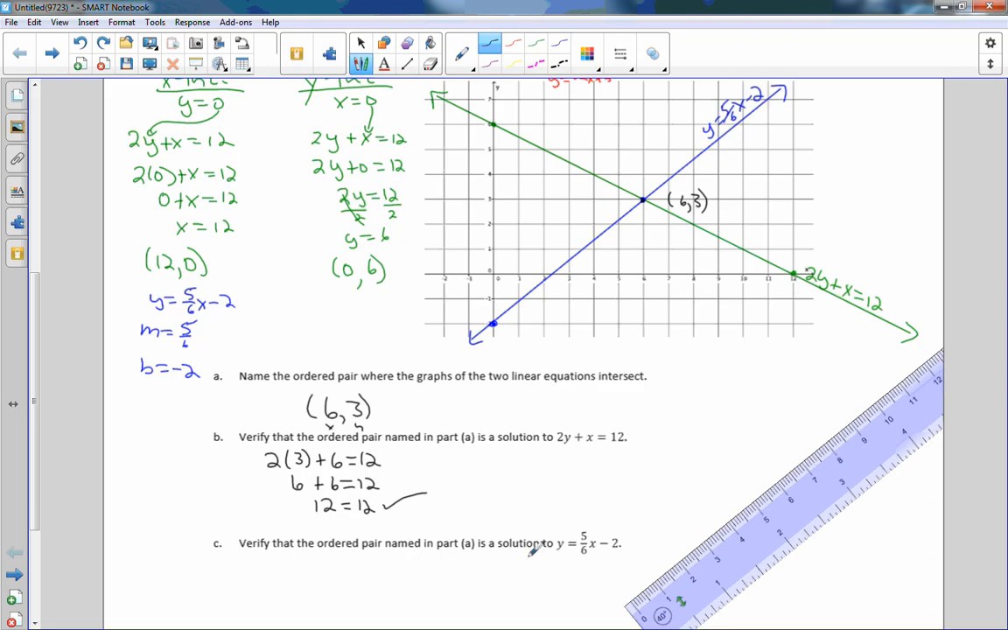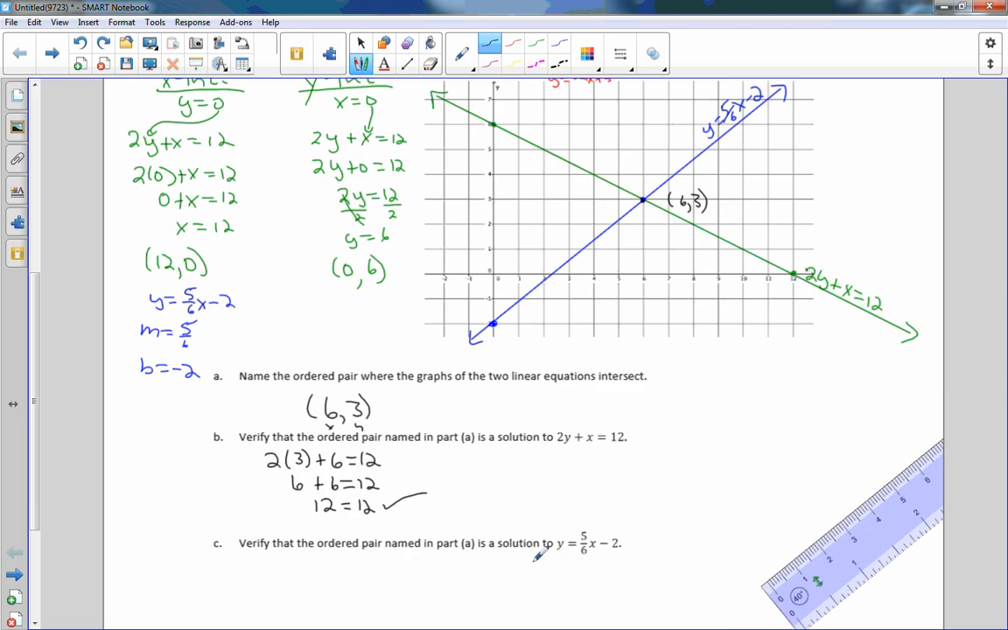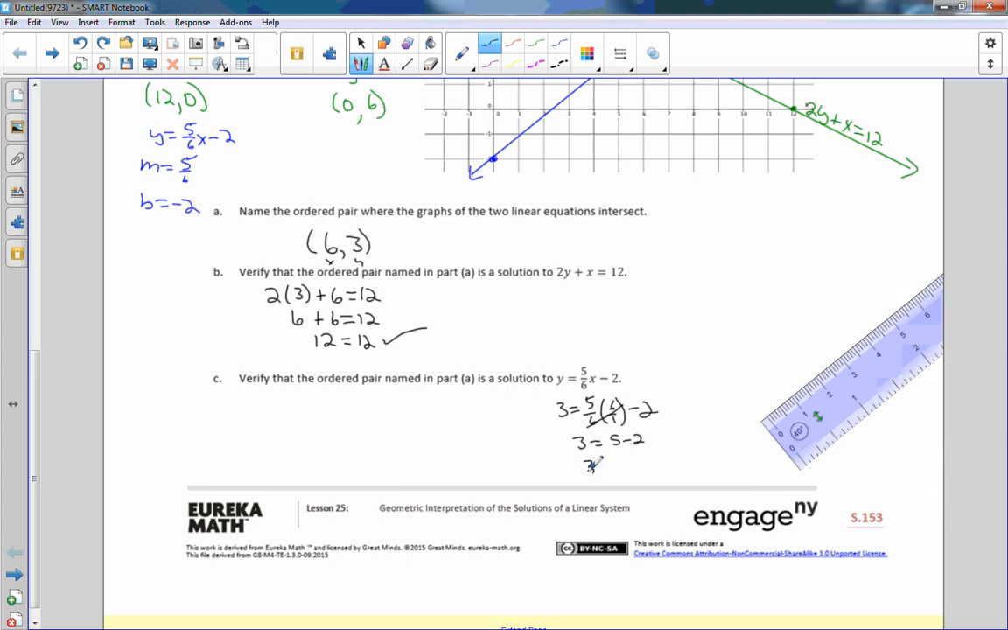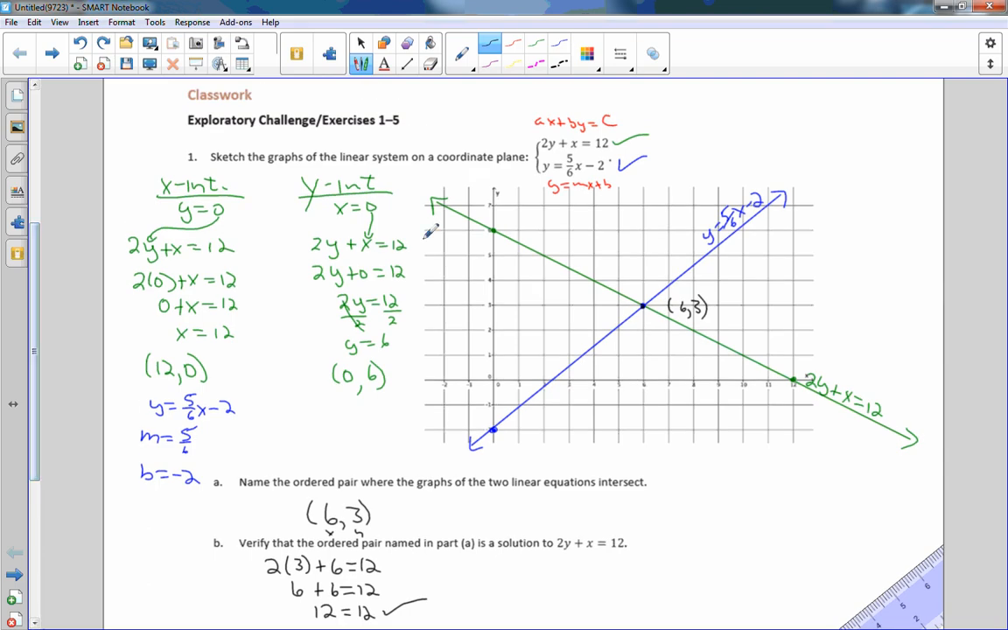Now they're asking us to do the same with this equation. So if I have y equals 5 over 6 x minus 2, and y is 3, then I'll substitute in 3 for y. 5 over 6 comes down. x is now 6, so I'm going to multiply by 6. Think of that as 6 over 1, and then subtract 2. So if I cancel the 6's, I get 3 equals 5 minus 2. And when I simplify, I get 3 equals 3. So there's a verification that it made both equations true because it's right there on both lines at the point of intersection.